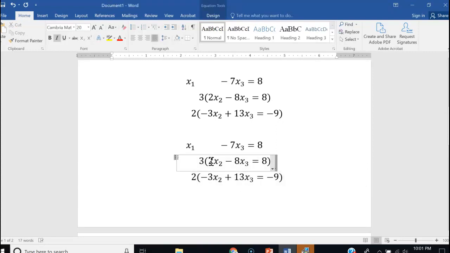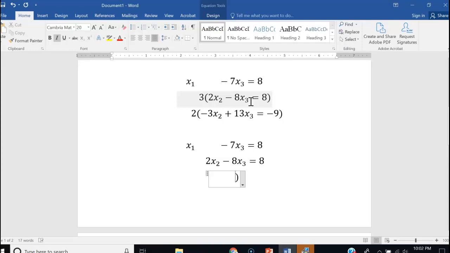So let's kill that. I'm going to keep the second equation the way it is, but I'm going to take 3 times the second equation plus the bottom equation, and that's going to replace this bottom equation. All right, so what we get is no x2s. 3 times negative 8x3 plus 2 times 13x3.